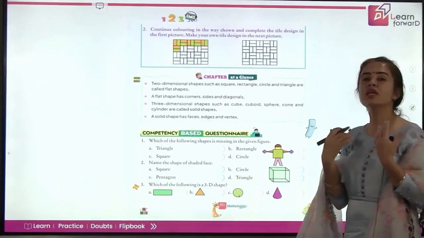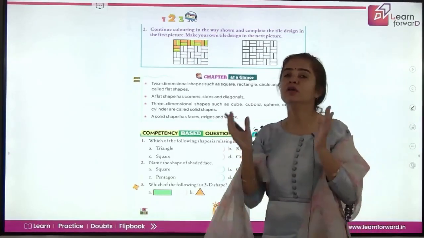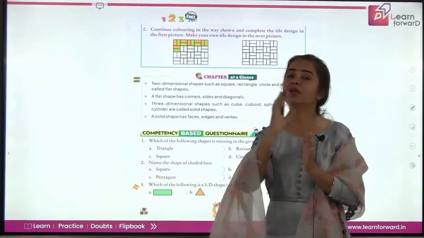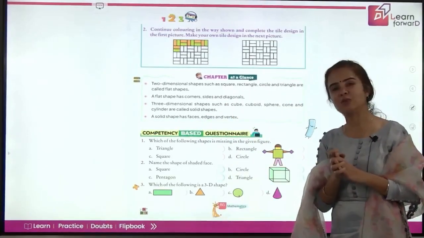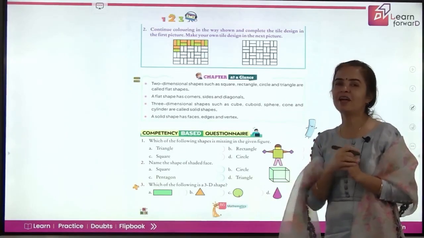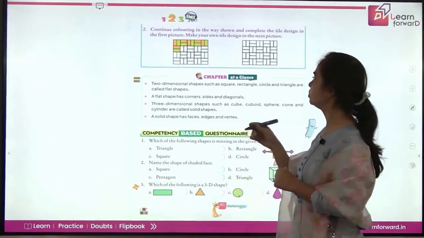You can use as many colors as you want. Repetition should be remembered, the pattern should be remembered when you draw the colors in the next picture. So be creative and make your own tessellation in the next picture.